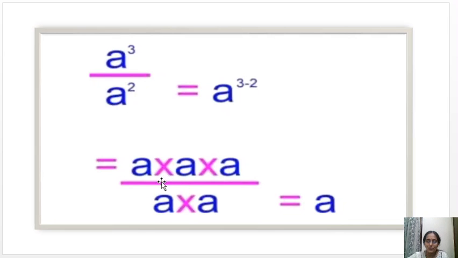It is our usual multiplication and division sum. Cancel A. Here you are left with A. A power, that means nothing is written here as power. That means it is only one time. A power 1. Do you get the same answer by subtracting the powers also? Yeah, you will get the same answer by subtracting the powers. 3 minus 2 is a power 1.